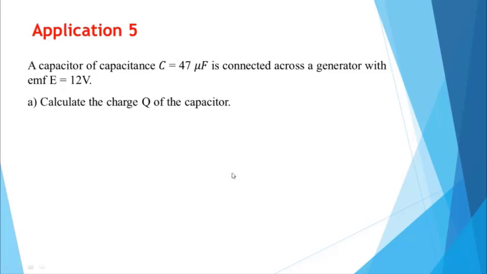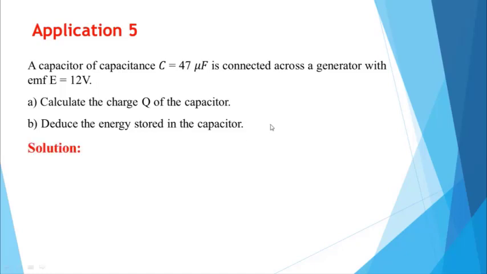Application number 5. A capacitor of capacitance C is equal to 49 microfarad is connected across a generator with EMF E is equal to 12 volts. Part A, I have to calculate the charge Q of the capacitor, and part B, I have to deduce the energy stored in the capacitor. In part A, I have to apply this formula to get 5.64 times 10 to the power minus 4 coulombs. I have to convert from microfarad into farad using 10 to the power minus 6.